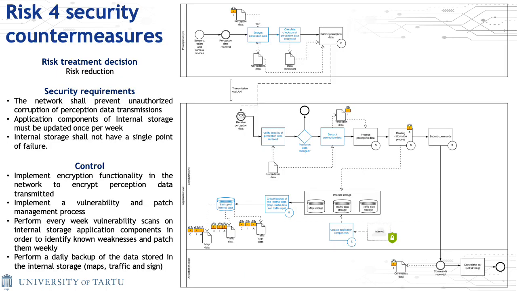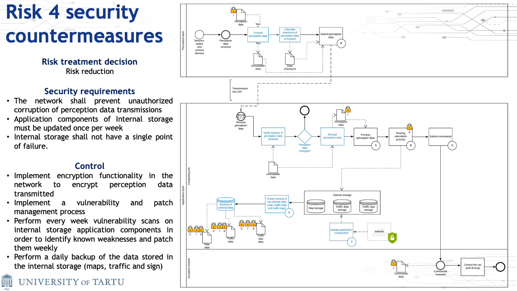Okay, so security countermeasures. Our risk treatment decision is risk reduction. For security requirements, we have: the network shall prevent unauthorized corruption of perception data transmission; application components of internal storage must be updated once per week; and internal storage shall not have a single point of failure. As controls, we have: implement encryption functionality in the network to encrypt perception data transmitted; implement a vulnerability and patch management process, performing weekly vulnerability scans on internal storage and also patching them weekly; and perform a daily backup of the data in the internal storage.